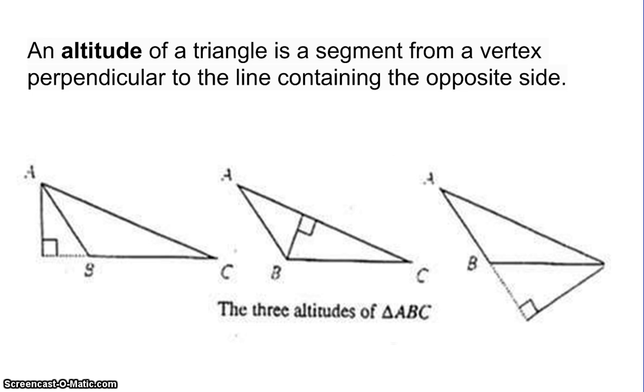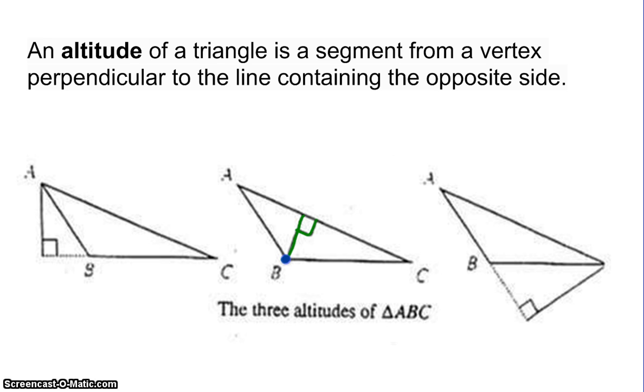The same could be true for an altitude. Again, it goes from the vertex of a triangle, and it goes to the opposite side, but it's perpendicular to the opposite side. If we go to the middle triangle here, we have the vertex of B. It's drawn to the opposite side where it is perpendicular, so it is forming right angles.